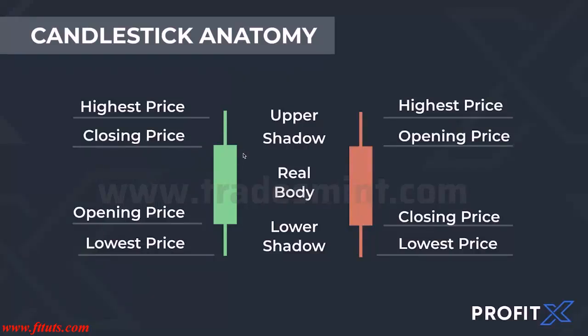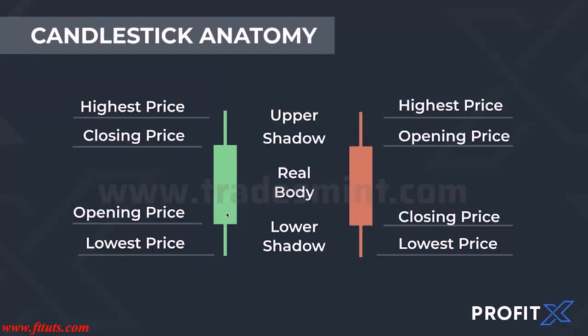Okay. So this part is called the real body. This is the body of the candle. This is the real body. This is the distance between the closing price and the opening price. Okay. So price opened up here. It went down here. Okay. Went below the opening, came back up, went to the closing price, went past that to the highest price, and came back down and closed here.